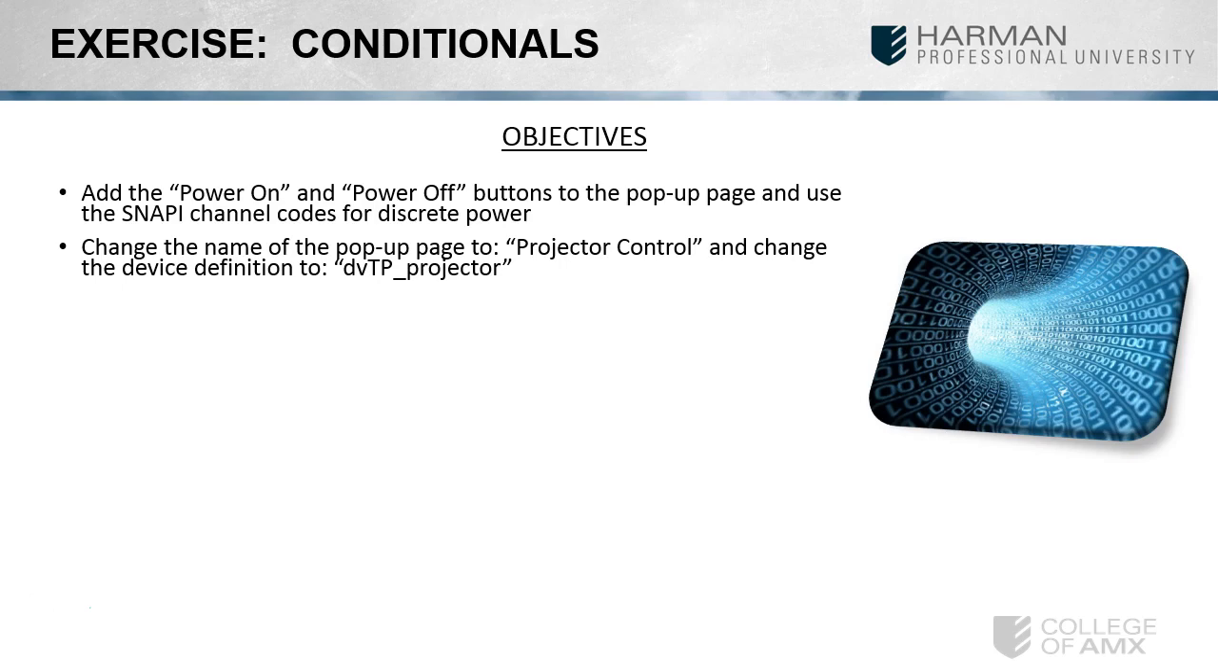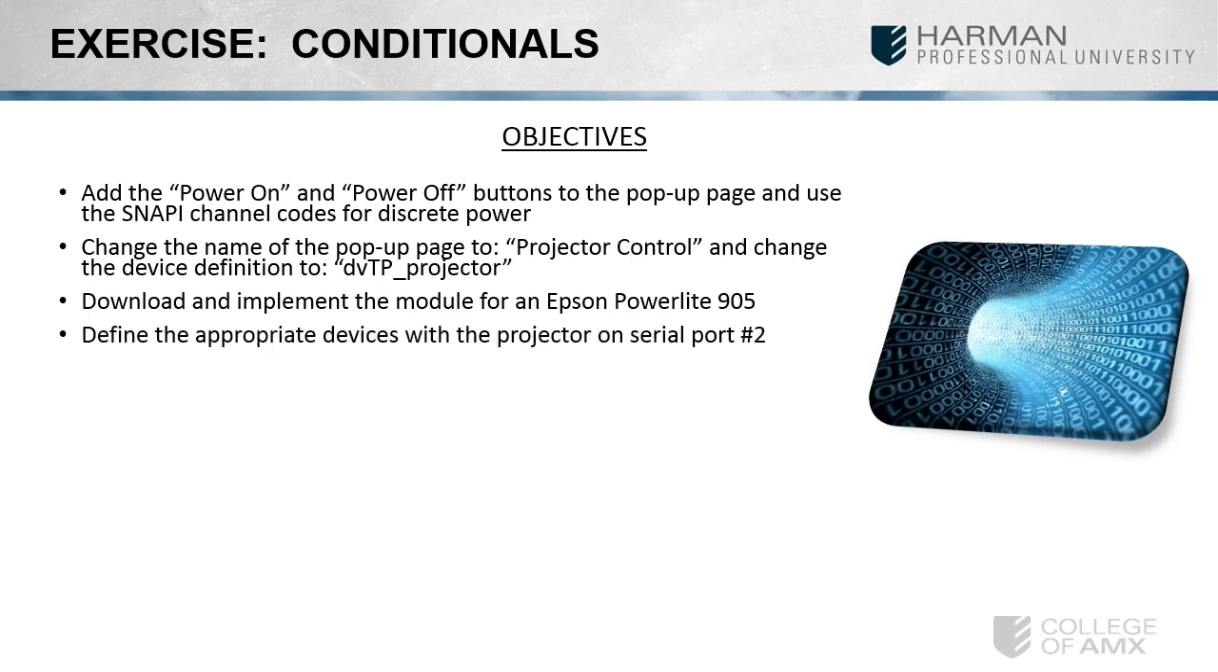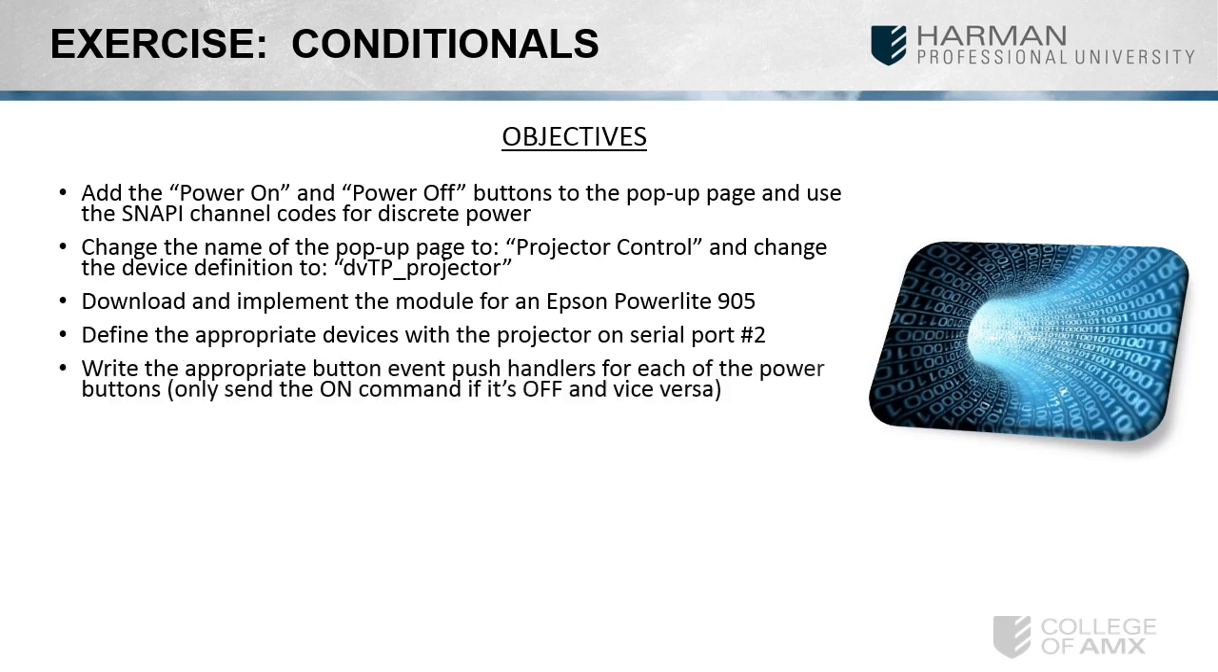The projector we're using is the Epson Powerlight 905. Download and implement this module into the code. Plan on using the second RS232 port on the Netlinks controller. Write the necessary code to control the power on and power off buttons on the touch panel.